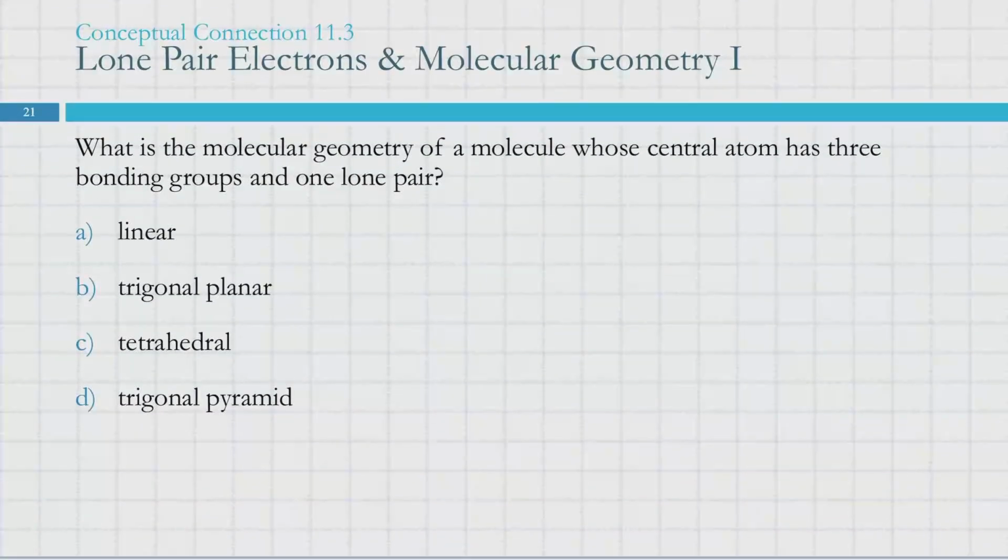What would our molecular geometry, our shape, be for a molecule whose central atom has 3 bonding groups and 1 lone pair?